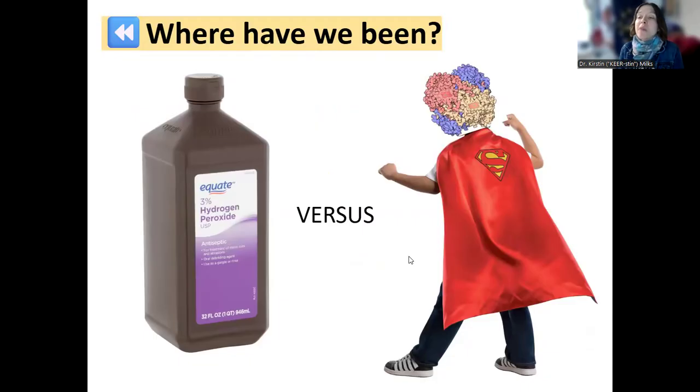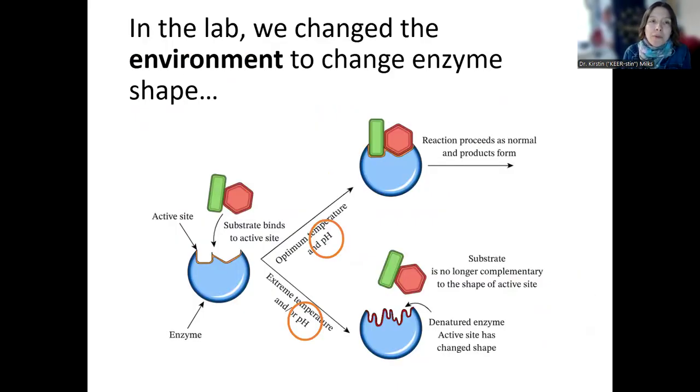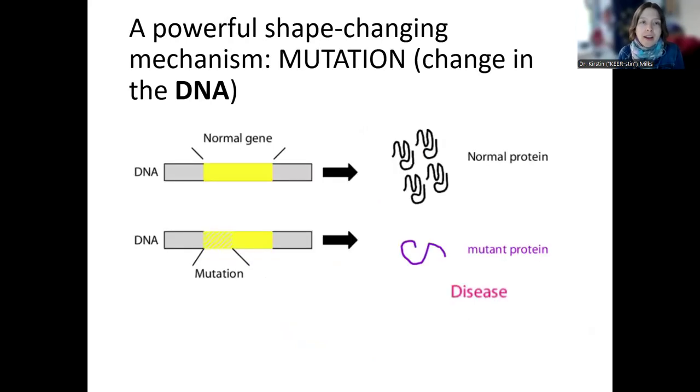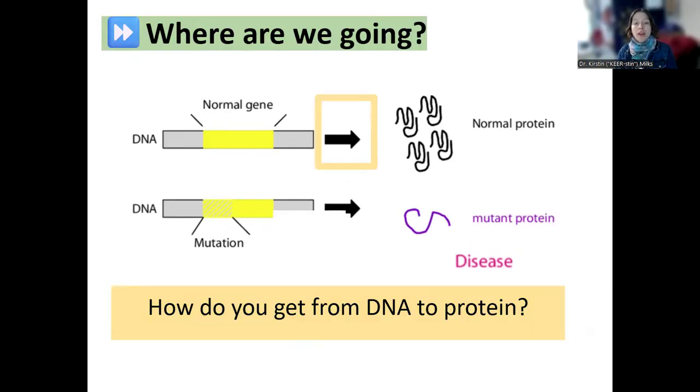So where have we been? We've been studying enzymes this week and thought about using the fact that catalase makes molecular oxygen, which floats, as a really good metric. In the lab, we changed the environment to change enzyme shape and talked about that. But a powerful shape-changing mechanism, and one that actually provides diversity in living things, is mutation, where you change the DNA. And so that's where we're going. In order to understand why a mutation would change a protein shape, we need to think about how you get the information in DNA into the information of protein, and that's where we'll go next classes.